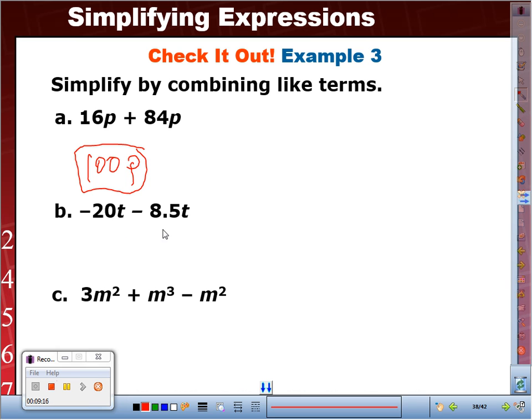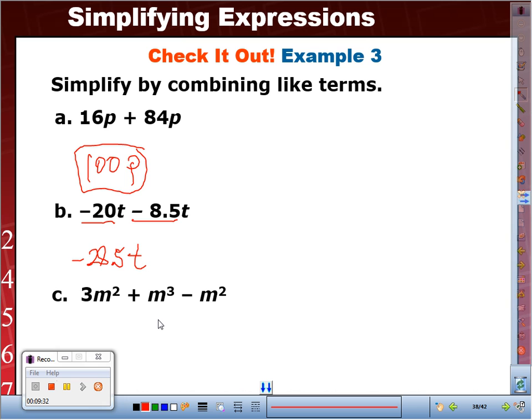For b, are they like terms? Yes. How many terms do they have? 2. What's the name of this? Binomial. So therefore this is t. Coefficients are negative 20 and negative 8.5, so that's negative 28.5t.